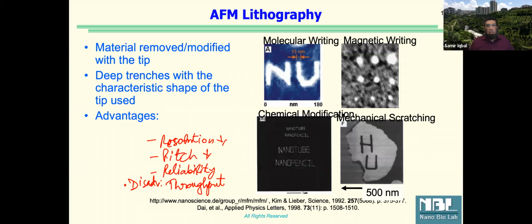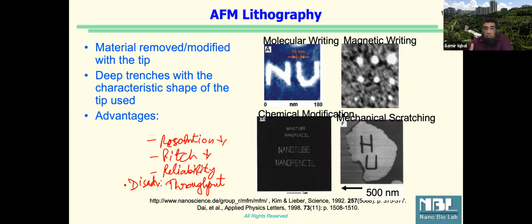AFM, atomic force microscopy, is a type of scanning probe equipment. What it does is we use the atomic force microscope to write on the surface. So here, a few examples are given where maybe they dip the tip in some chemical solution and then use that tip to place it at those specific places.